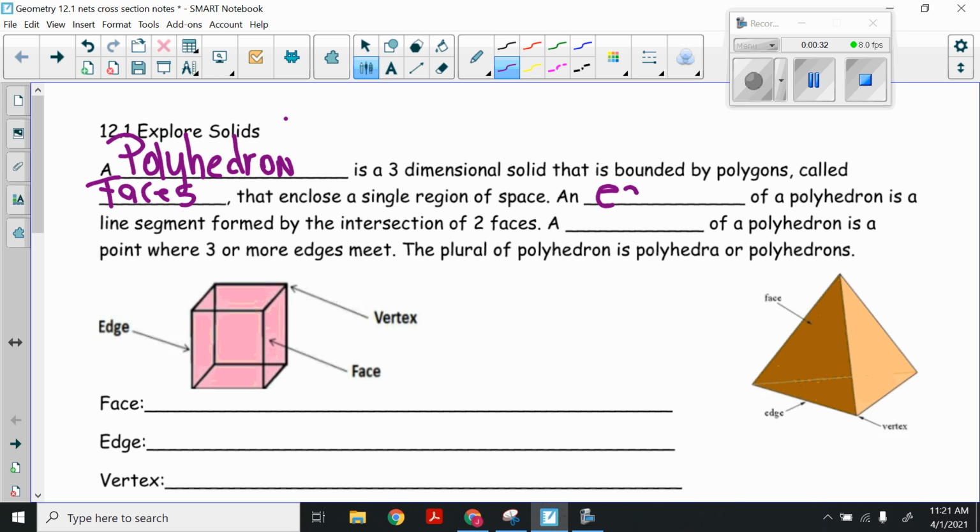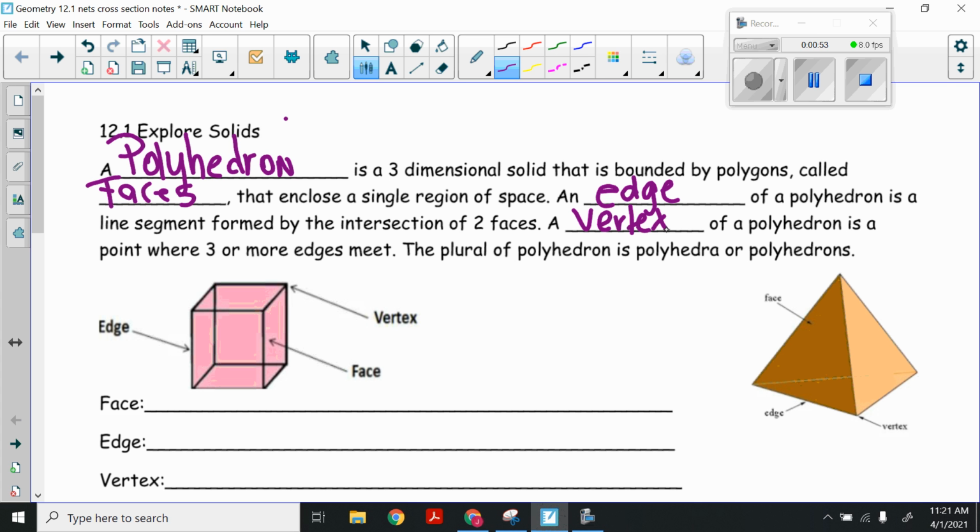An edge of a polyhedron is a line segment formed by the intersection of two faces. A vertex of a polyhedron is a point where three or more edges meet. The plural of polyhedron is polyhedra or polyhedrons. So then here's an example.